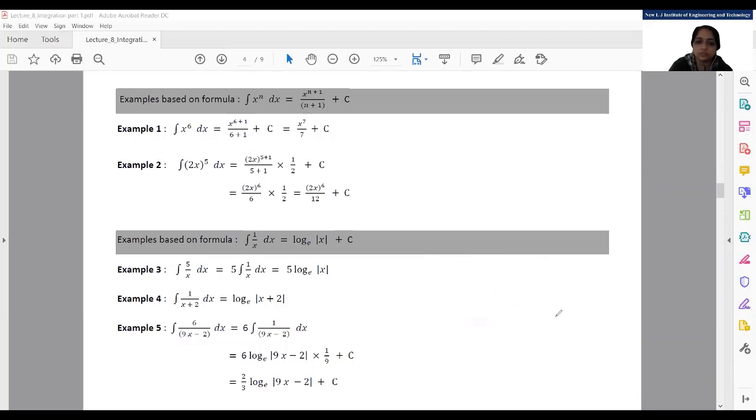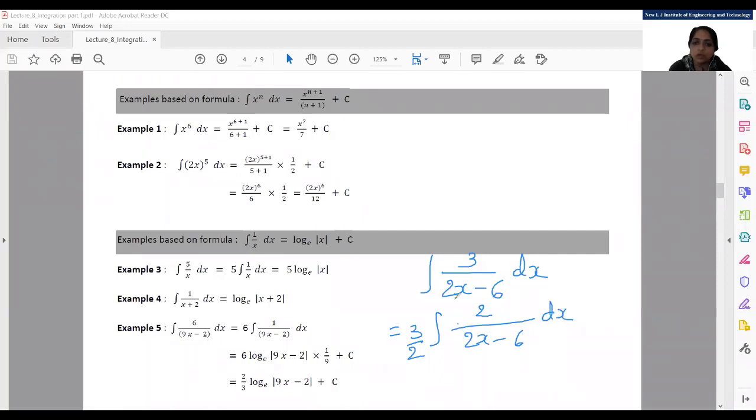Okay. Now, if we have integration of 3 upon 2x minus 6, the derivative of the denominator is what? 2. But here I have 3. So I will keep this 3 before the integral. Here I multiply by 2 and then divide by 2, with integration with respect to x. Now the derivative of the denominator is in the numerator. So my answer will be 3 by 2 log of denominator, that is log of 2x minus 6 plus c.